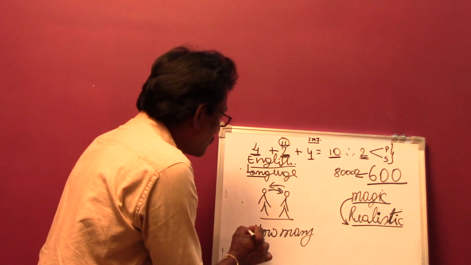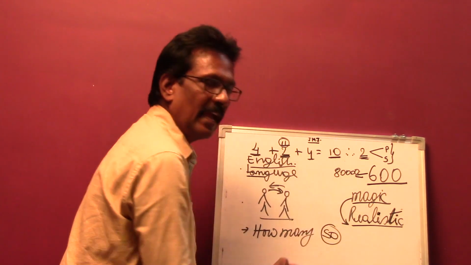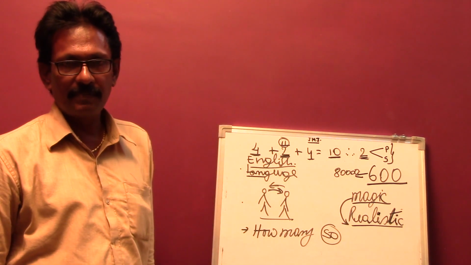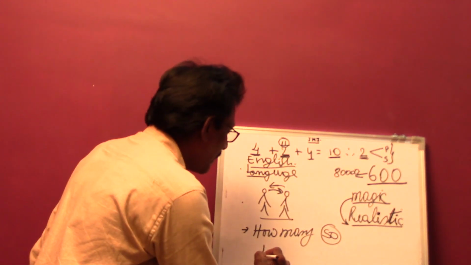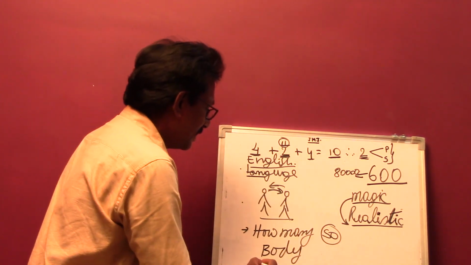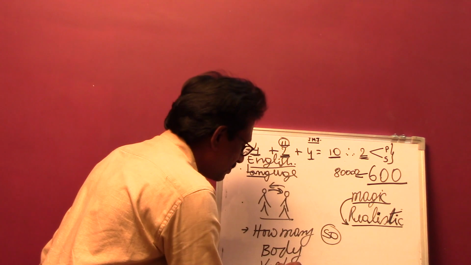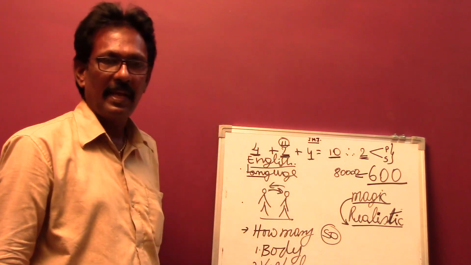How many languages are there in this world? There are so many languages, a number of languages in the world. But how many types of languages? 2 types. One is the body language. The other one is the verbal language.